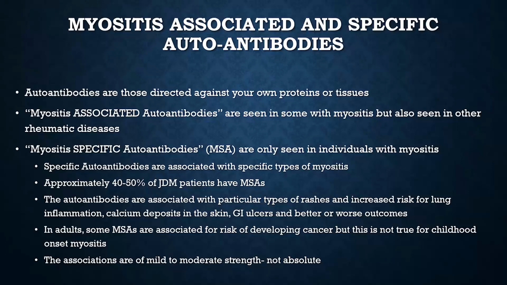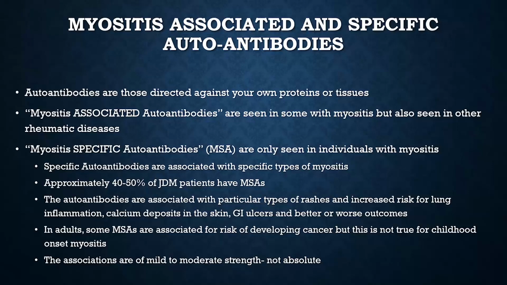And the associations of these myositis-specific autoantibodies are mild to moderate in strength. They're not absolute tests. For example, a fairly specific, high association test would be a pregnancy test. If you get a positive pregnancy test, 99% of the time or greater, you're pregnant. Whereas with these myositis-specific antibodies, some of the patients have these tests be positive and don't have the particular association, and some patients do have the particular association. So they're not absolute tests, but they're kind of suggestive indicators.